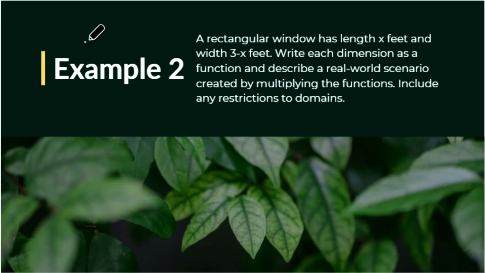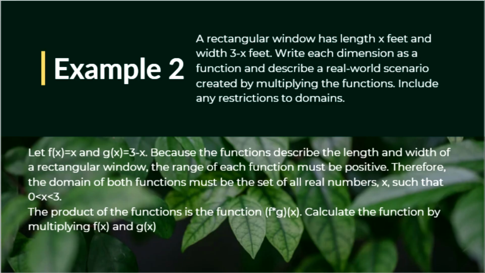Now, I'm a very visual learner, so the very first thing I would do is draw my rectangle. I'm going to call this the length because it's shorter and it's going to be x. And the width is going to be 3x, just because I need to see that. You may not need to do that, but that's what I need in my head, okay? Let f of x equal x, so this is the length. And g of x equal 3 minus x, I'm sorry, which is the width, okay?